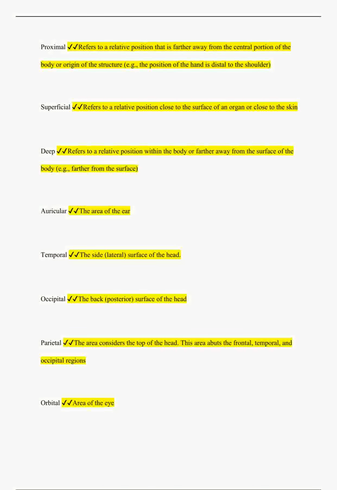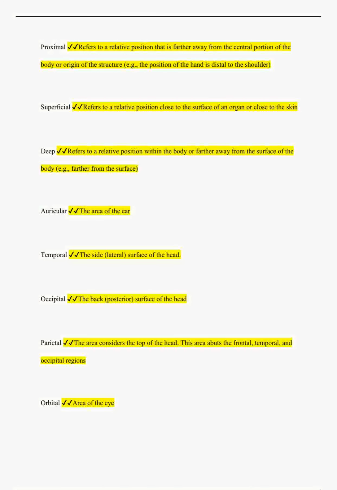Proximal: refers to a relative position that is closer to the central portion of the body or origin of the structure, e.g. the position of the hand is distal to the shoulder. Superficial: refers to a relative position close to the surface of an organ or close to the skin. Deep: refers to a relative position within the body or farther away from the surface of the body, e.g. farther from the surface.